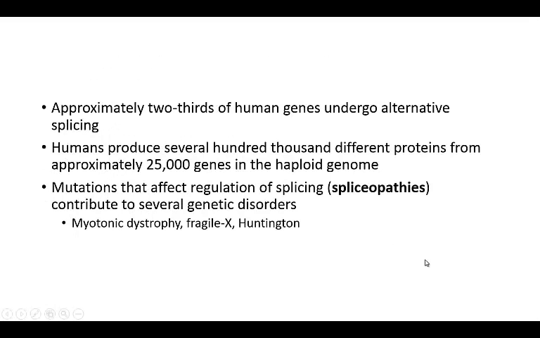So approximately 2/3 of human genes that we know of undergo alternative splicing. And the main benefit of this is that it gives us many more possible combinations of products from our genes than our genes alone might indicate. Humans produce about several 100,000 different proteins, and we only have maybe 20 to 25,000 genes in our genome. There are known mutations that can affect regulation of splicing, and we'll call these spliceopathies, and they can contribute to many different genetic disorders. These can be things like myotonic dystrophy, Fragile X syndrome, and Huntington's disease.